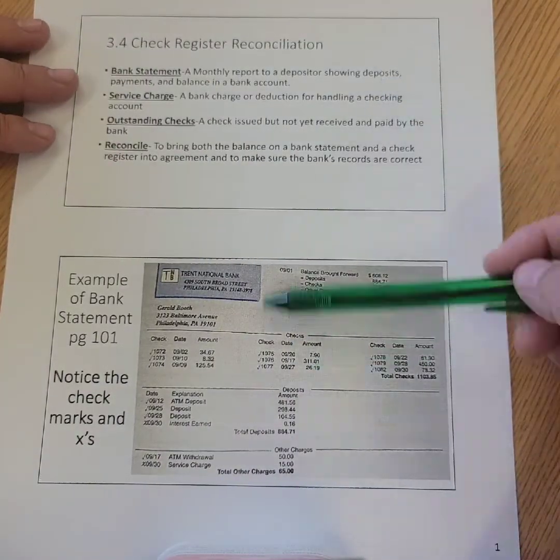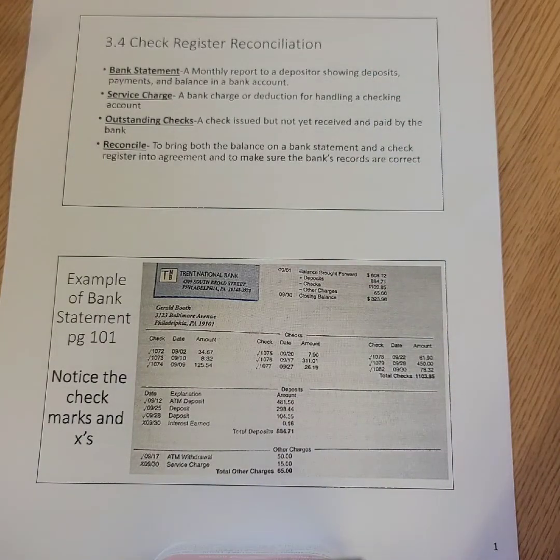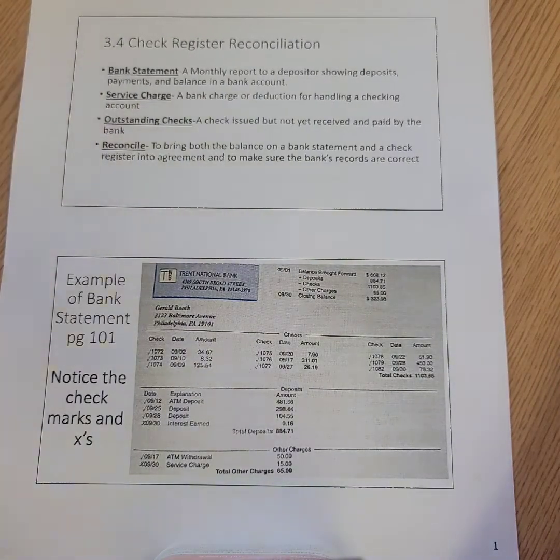Your bank statement, this is a good example of a bank statement. It just shows what you put in, what you've taken out, and what they say your balance should be. A service charge is something you're charged when they handle something in your checking account. Especially nowadays, if you go visit an actual banker, sometimes they're going to have a charge depending on what kind of account you have.